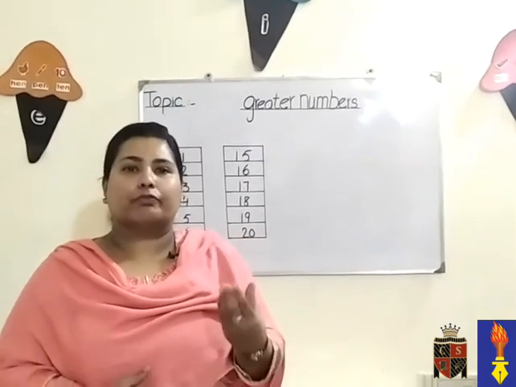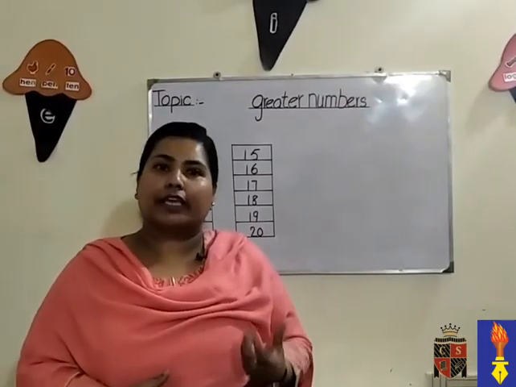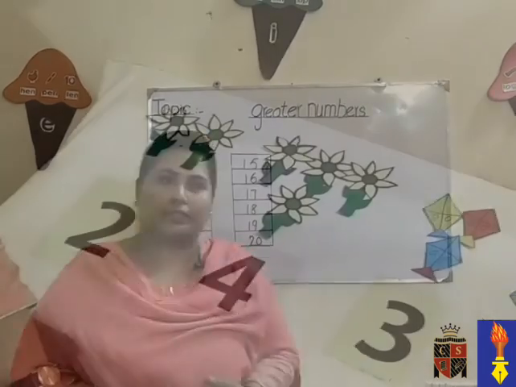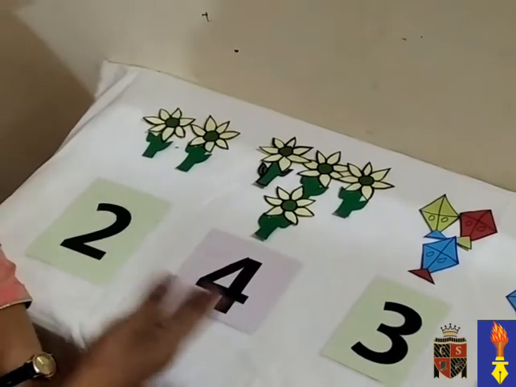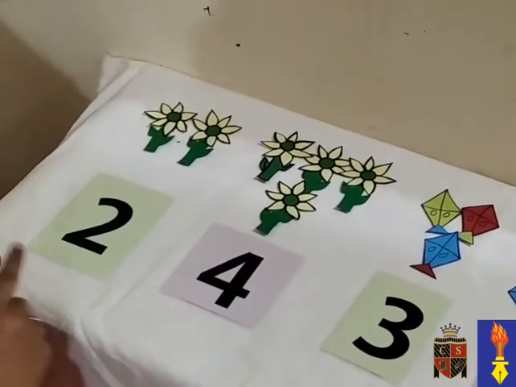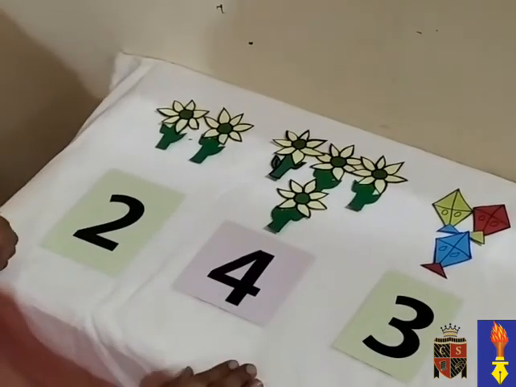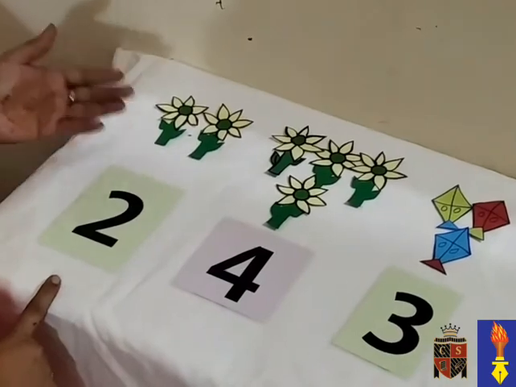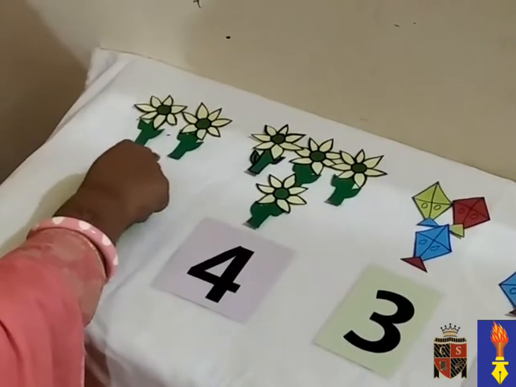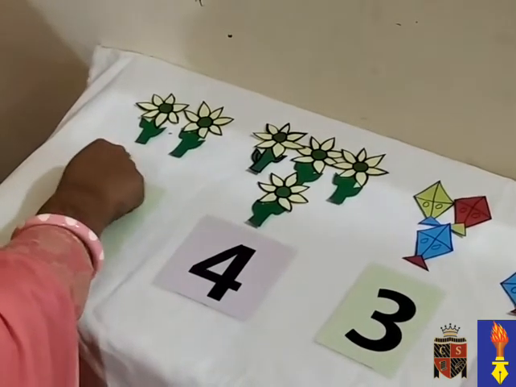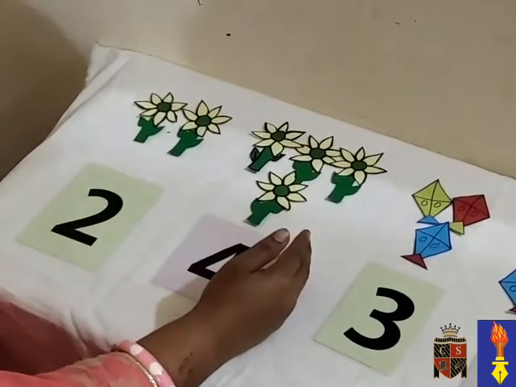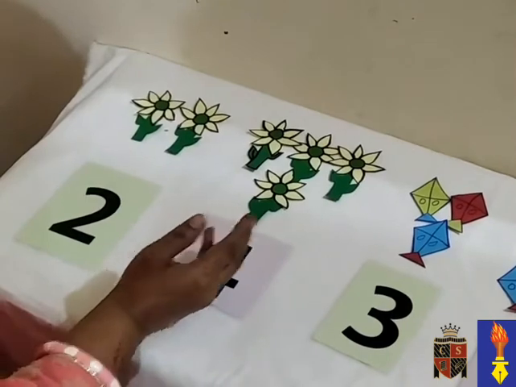Okay, now let's see a few examples so you can easily understand the concept of greater number. As you can see, I have different objects over here and numbers as well. First I have flowers. On one side I have 2 flowers. Let's count. 1, 2. On the other side, I have more flowers.